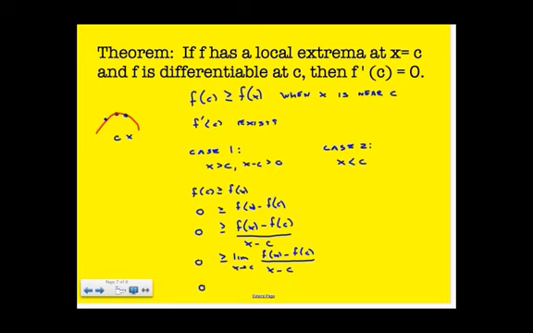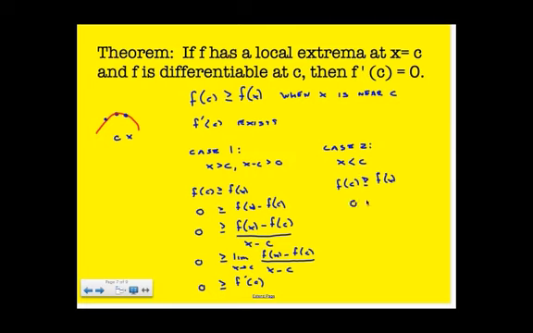So what do we have? We have 0 is greater than or equal to f prime of c. That doesn't prove what we want yet, so let's keep going. Case 2 said that x had to be less than c. We still have that f of c is greater than or equal to f of x.